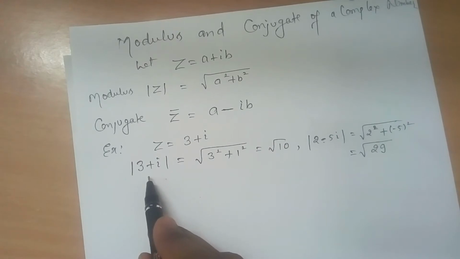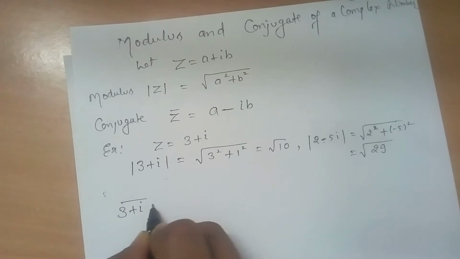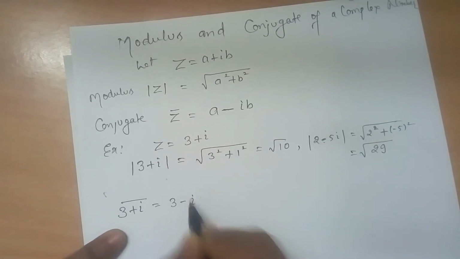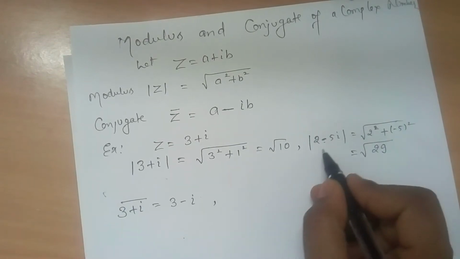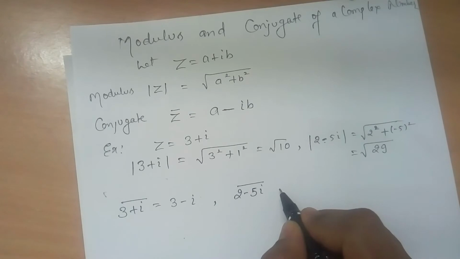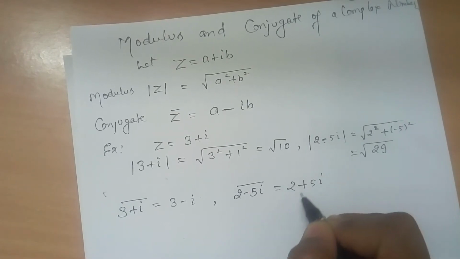Now what about the conjugate? The conjugate of 3 plus i is 3 minus i. Similarly, the conjugate of 2 minus 5i is 2 plus 5i. Okay.